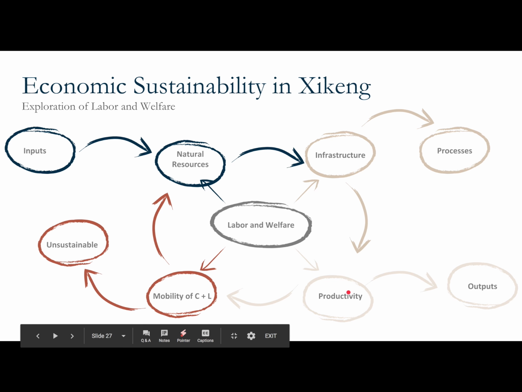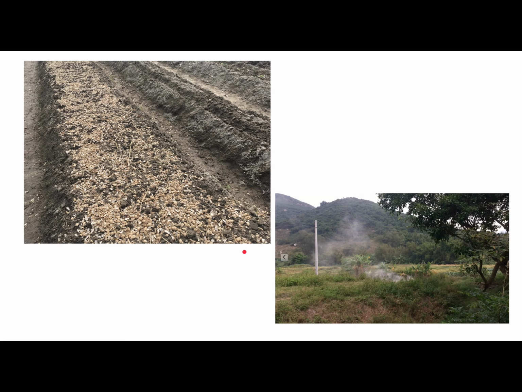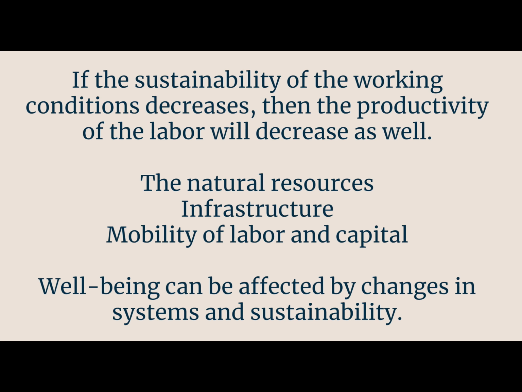With lower productivity, the mobility of capital and labor is subsequently lowered as well, not to mention the amount of products we get, creating lower feedback into the system and a vicious cycle that only continues to bring down the working conditions and productivity. So all in all, we've proven the hypothesis. This now gives us a better understanding of how well-being can be affected by changes in systems and sustainability.